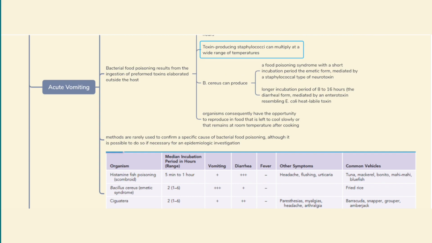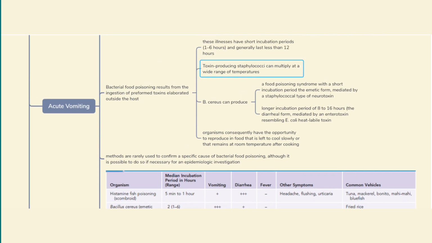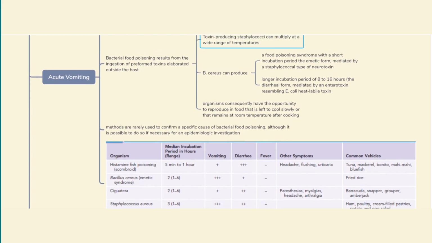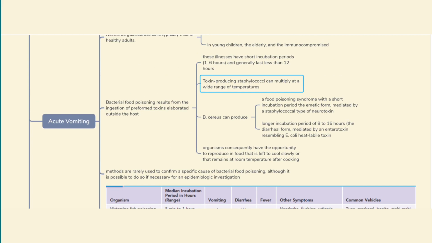And another type is Bacillus cereus. Bacillus cereus is another type of bacteria that can also live in starchy food, like fried rice. In contrast to staphylococcus, which thrives in starchy and high protein foods, Bacillus cereus is found only in starchy food. It has a short incubation period, which can be from 1 to 6 hours, and it's mediated by a neurotoxin similar to the staphylococcal toxin.